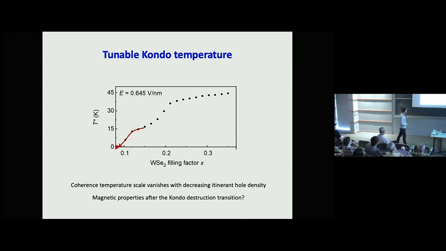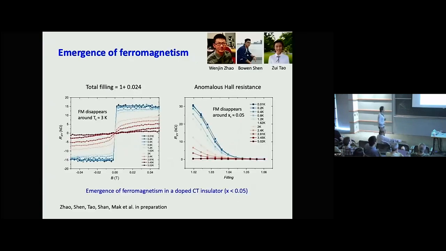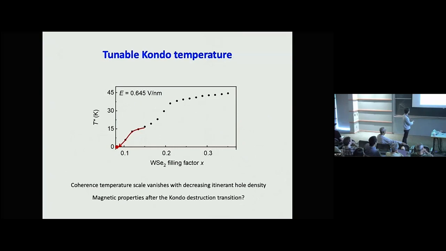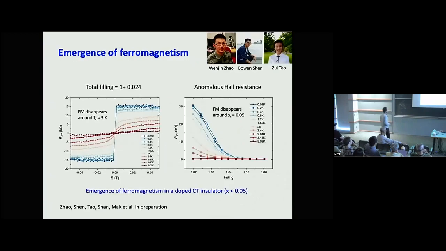So it's an interesting question to ask what would be the magnetic properties near this point, where we start to not have the heavy fermion. So that is what we are going to see. The quick answer is that we observe magnetism coming out once we go below this filling factor. We observe the emergence of ferromagnetism.